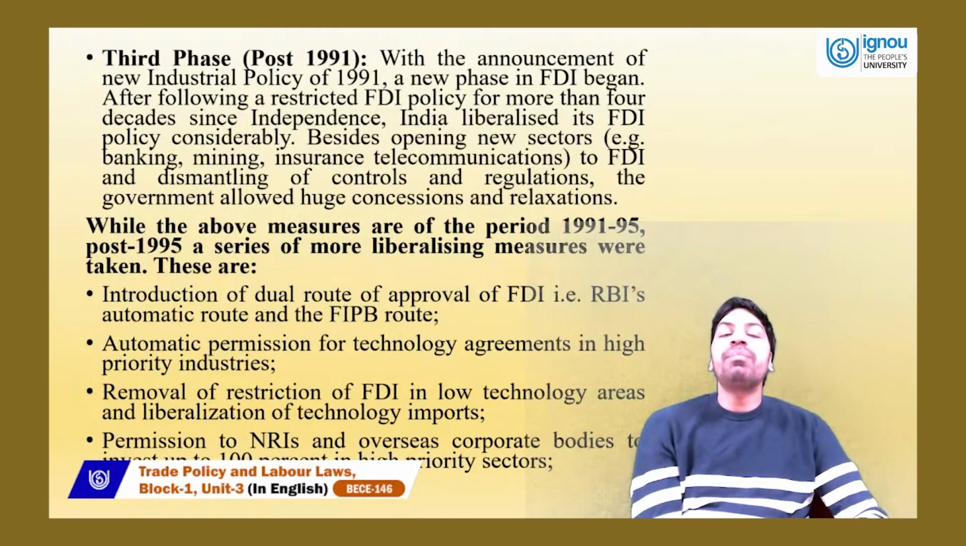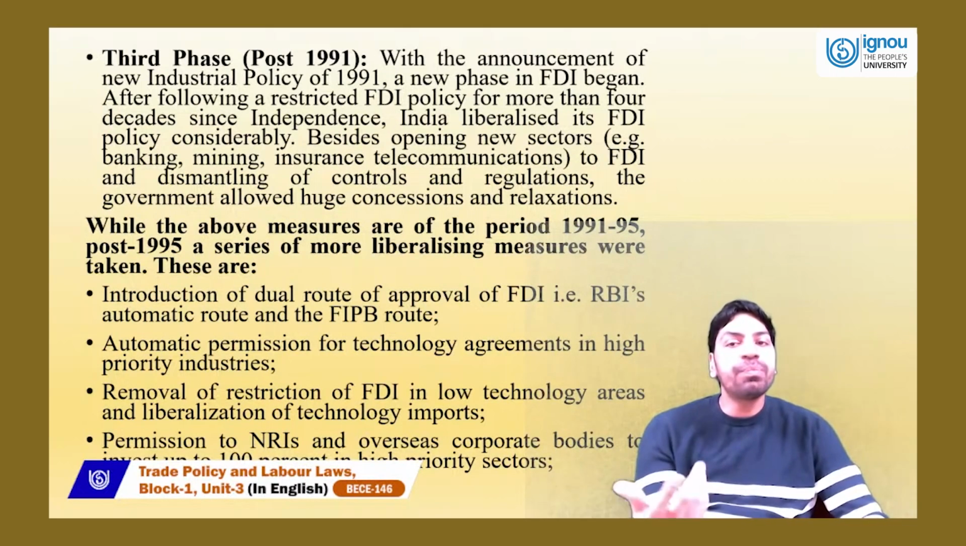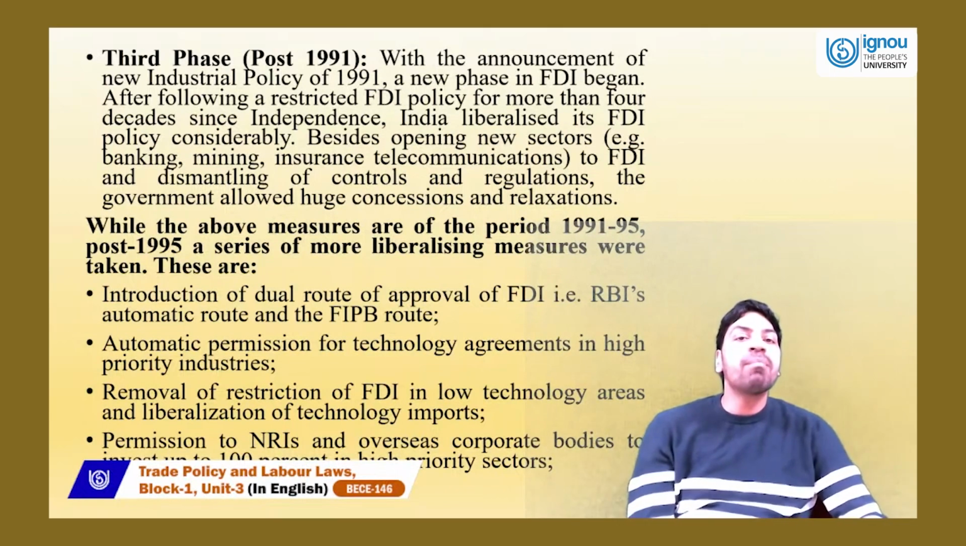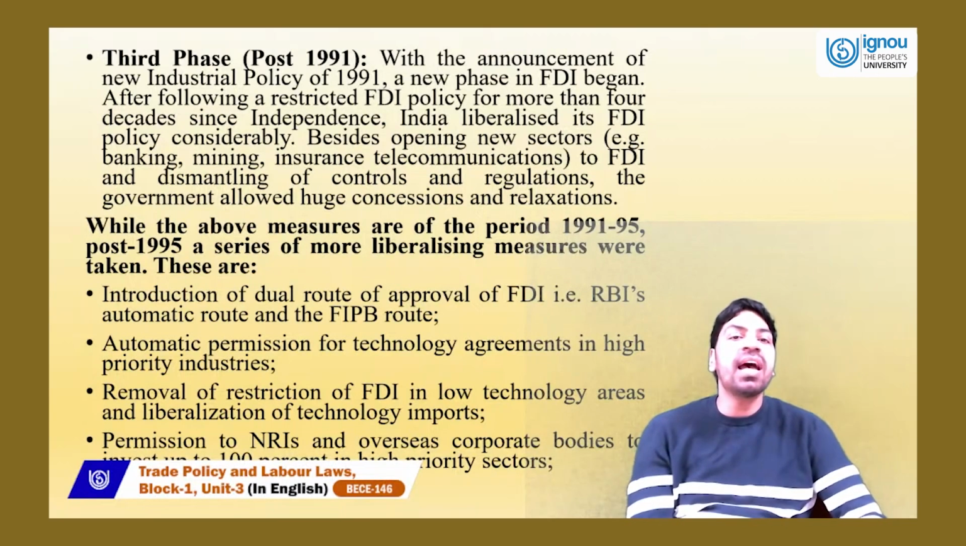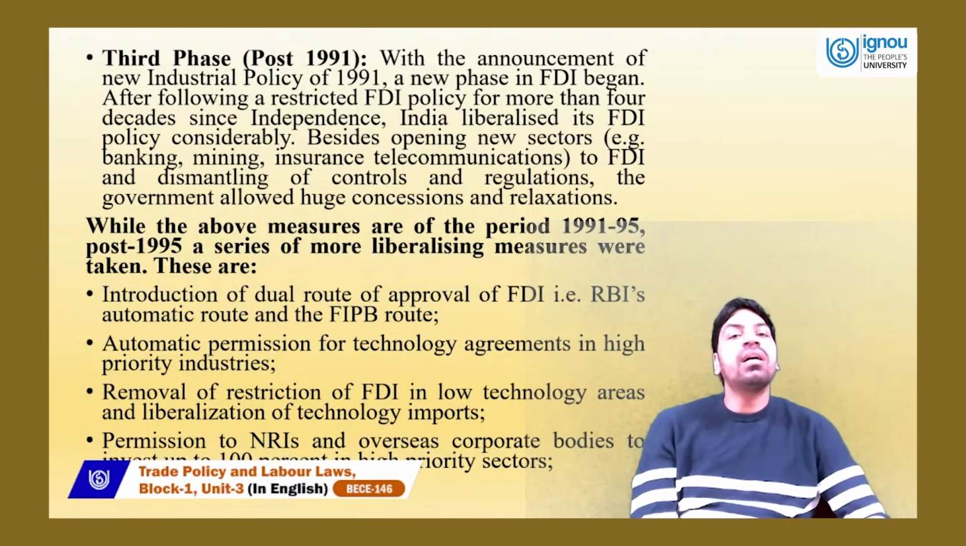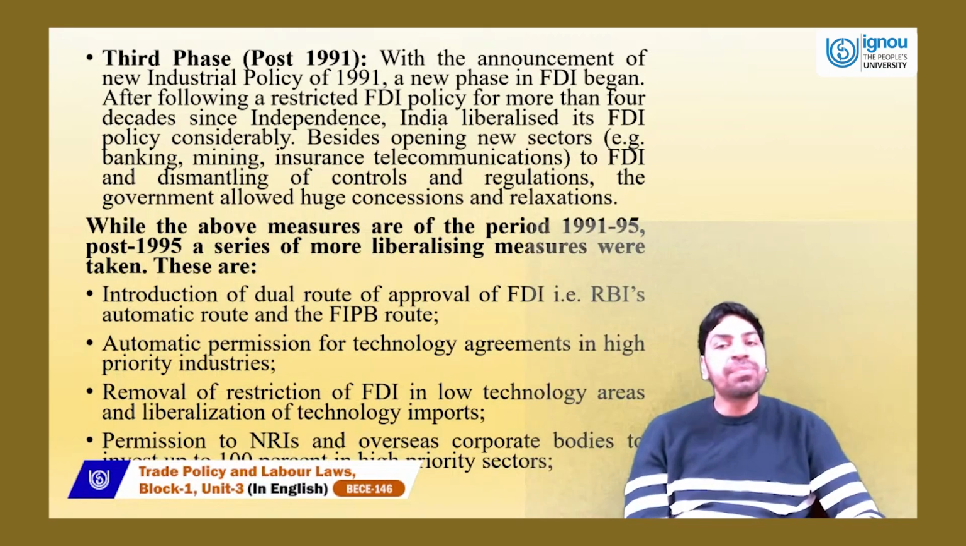The third phase is post 1991. With the announcement of the new industrial policy of 1991, a new phase in FDI began. After following a restricted FDI policy for more than four decades since independence, India followed its liberalization process under this policy and opened up new sectors like banking, mining, insurance and telecommunication to FDI, and of course limited the controls and regulations imposed on Indian companies by foreign companies. The government also allowed huge concessions and relaxation on exports and imports.